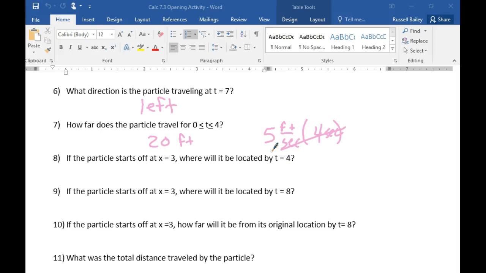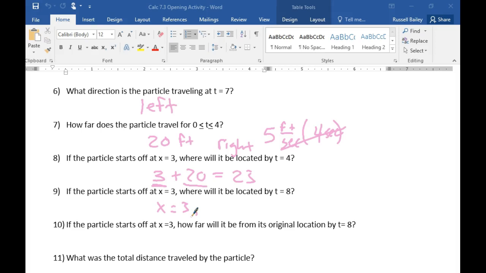All right. Now it says here, if the particle starts off at 3, where will it be located after that? We went 20 feet to the right, correct? Because all this is moving to the right. You guys agree? Yes. So if I'm at x equals 3 and I move 20 feet more to the right, then now I'm going to be at x equals 23, right? All right. 23 feet. If the particle starts off at x equals 3, this is an interesting one. Where will it be by t equals 8? 7 feet. 7? Yes. Okay, now let's figure out how and why.